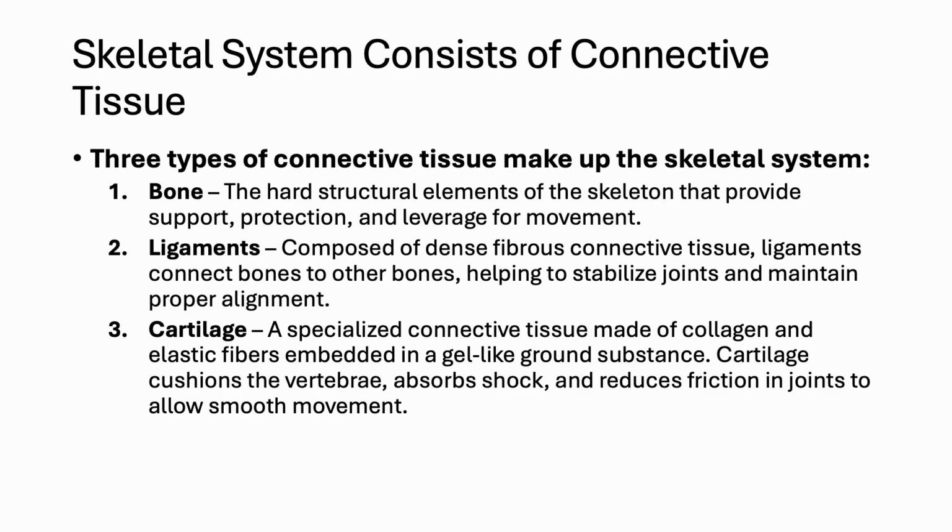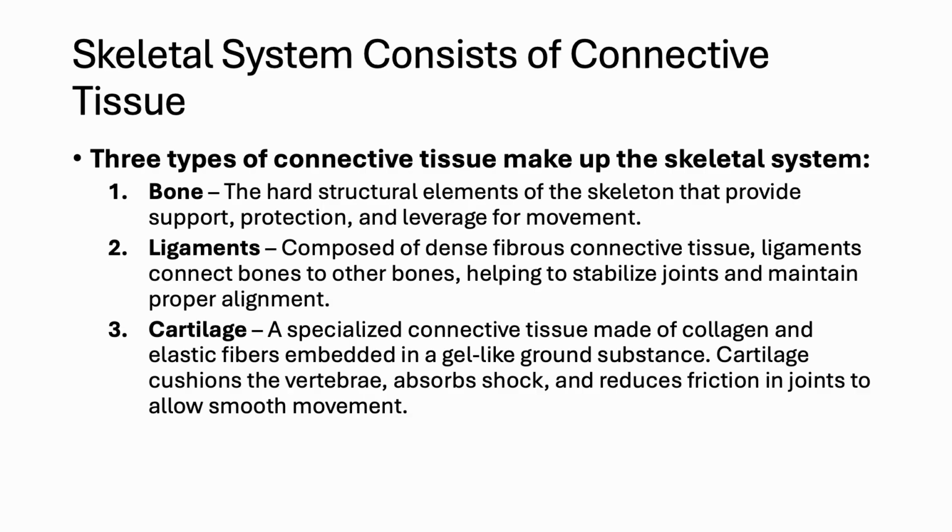The skeletal system is made up of three primary connective tissues: bones, ligaments, and cartilage. Bone is the hard structural component that provides the framework and support for the body. Ligaments are bands of dense fibrous connective tissue that connect bones to one another, stabilizing joints and ensuring proper alignment. Cartilage is a specialized connective tissue with collagen and elastic fibers in a gel-like ground substance. It plays a crucial role in cushioning the vertebrae, absorbing shock, and reducing friction in joints, making smooth movement possible.